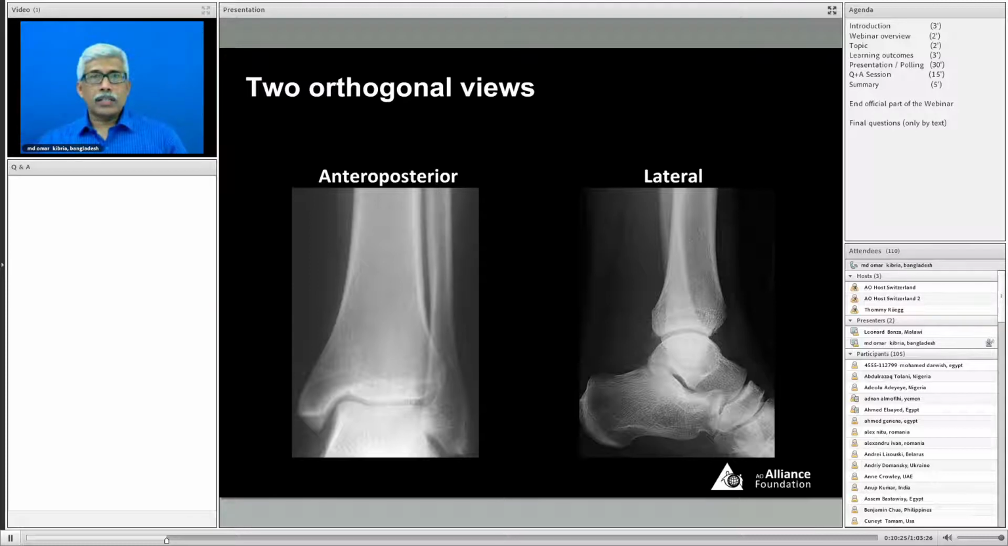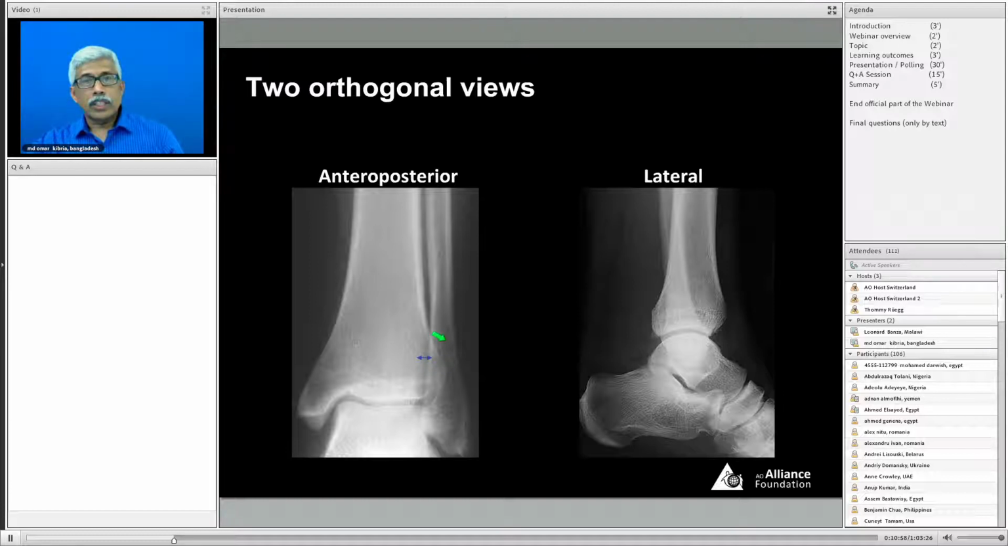So just look at these orthogonal views, the AP and lateral. In this AP view there are a few things I would like to show you so that you can identify if there is a syndesmotic rupture or not. First one is the tibiofibular overlap. You can see this arrow. This is the area, the tibiofibular overlap. This is usually 10 millimeters. If the size decreases, you can suspect syndesmotic rupture.